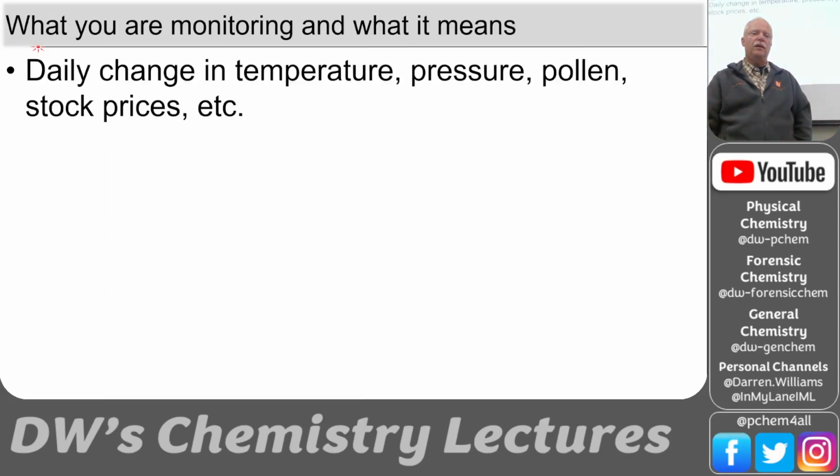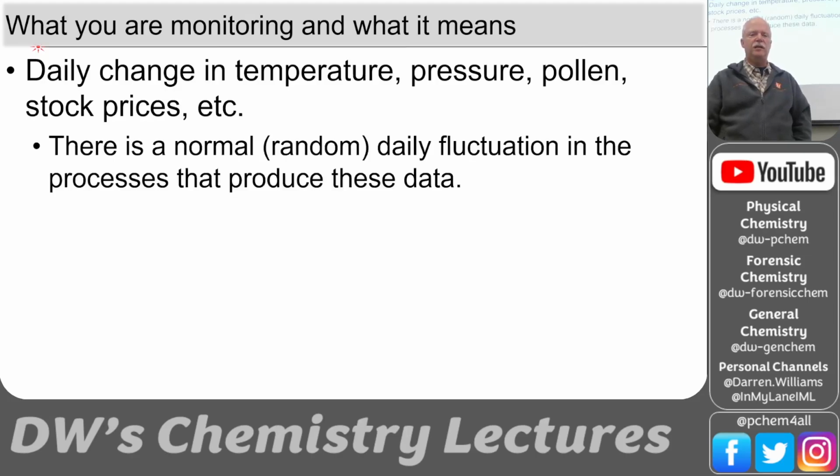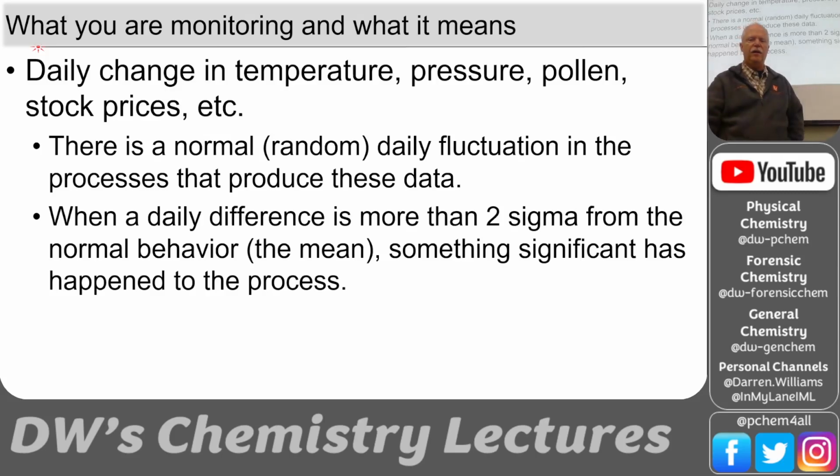So, daily change: temperature, pressure, pollen, all these different things, stock prices. There's this normal daily fluctuation in the process that produces these data. When it goes more than 2 sigma above or below the mean, something significant has happened. So you need to research it. Sometimes it's so significant that the data disappears.